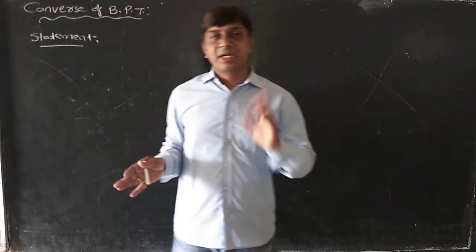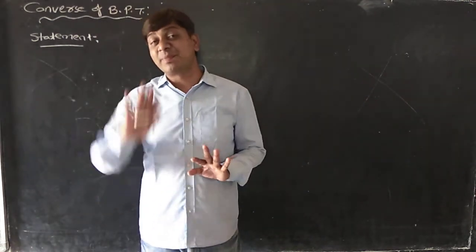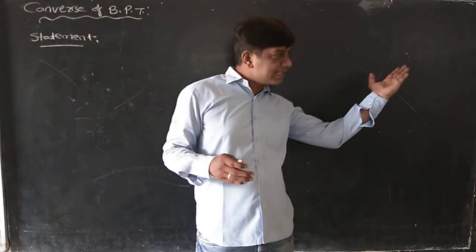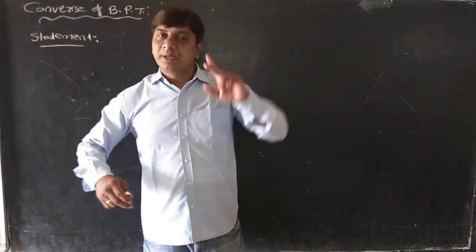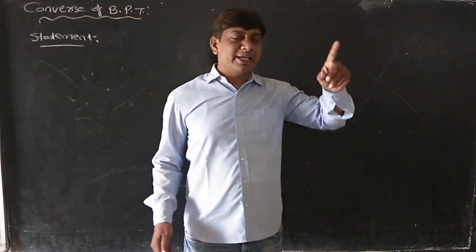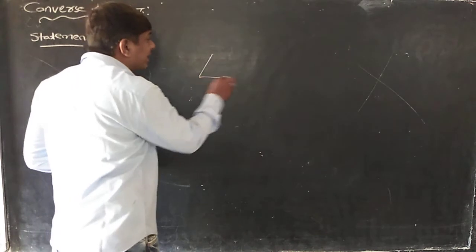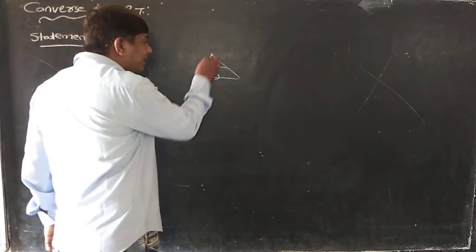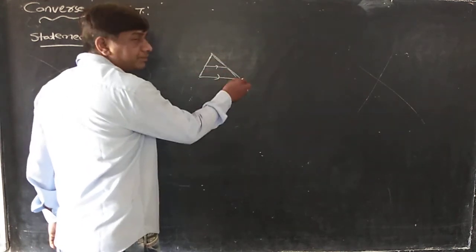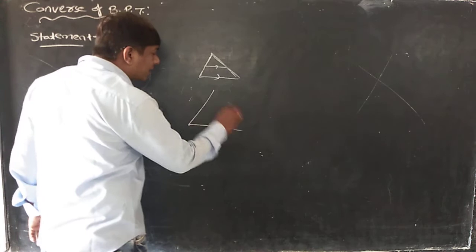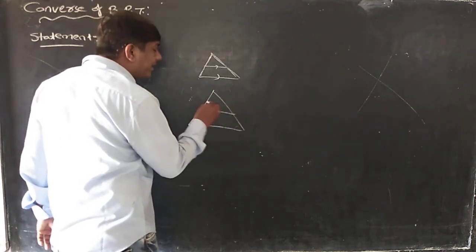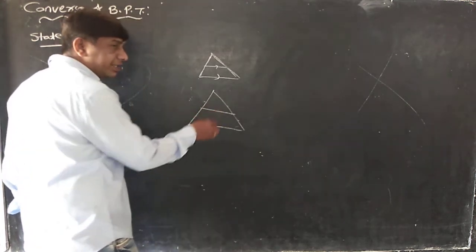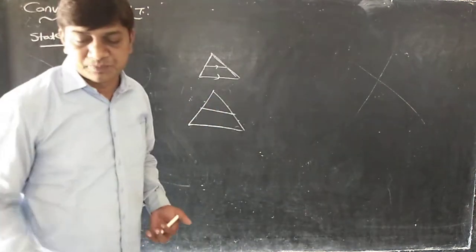Converse and inverse are different. Inverse means opposite, completely opposite. But converse comes in reverse order. BPT theorem: in a triangle, a line drawn parallel to one side will divide the other two sides in the same ratio. Whereas in the converse, if a line divides these two sides in the same ratio, then these two are parallel. We have to prove this.